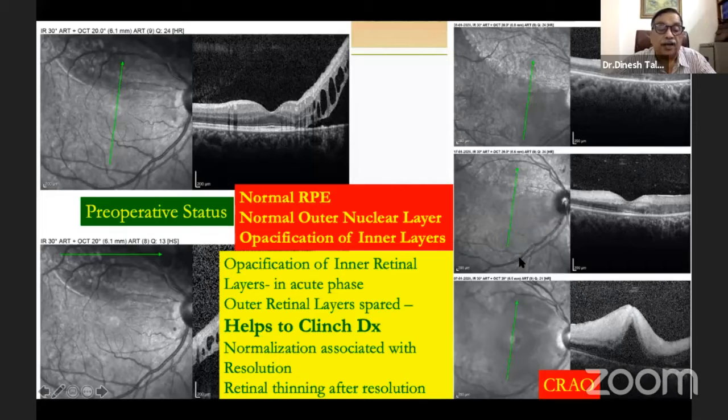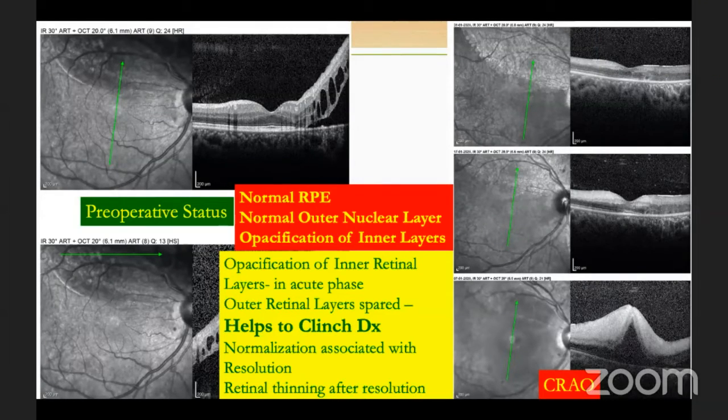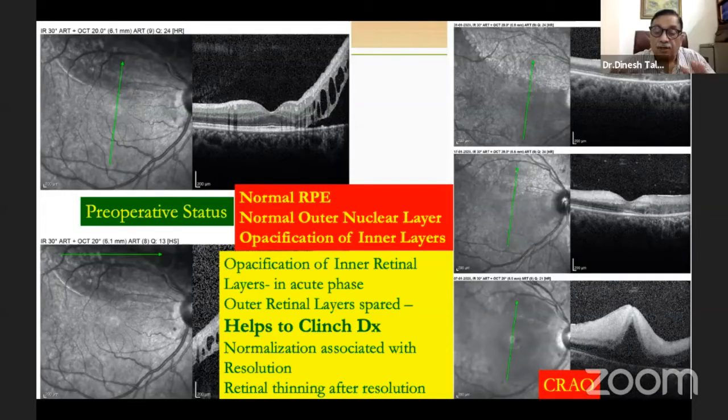In the OCT, what you get is an opacification of the inner retinal layers. You see this? The inner retinal layers are opacified. The outer retinal layers are spared. This is a classic diagnosis of a CRAO. Or if it was a BRAO, it will be only on one side, maybe the superior or the inferior, and not the entire retina. With time, once it starts resolving, this opacification will go away, but some retinal thinning will be left at the end. So this is how you make a diagnosis.